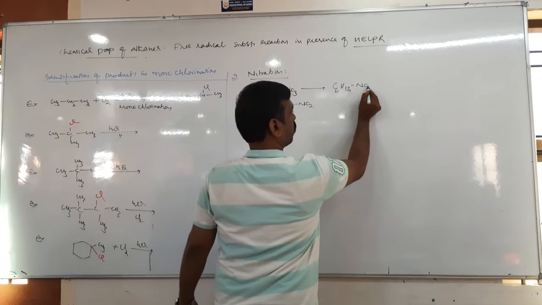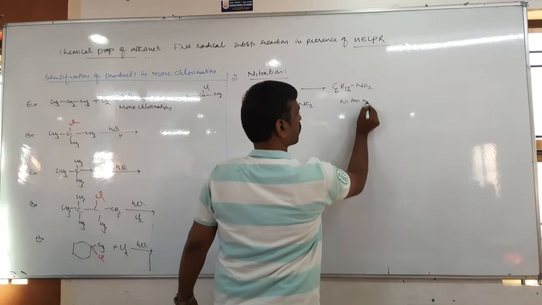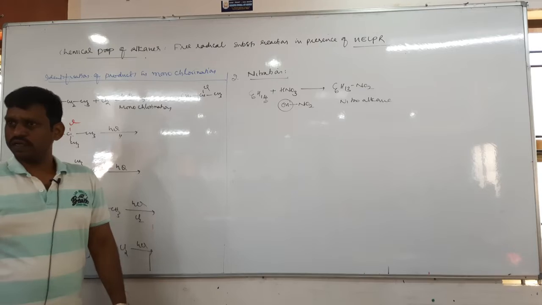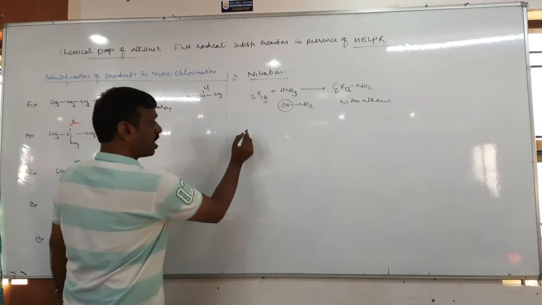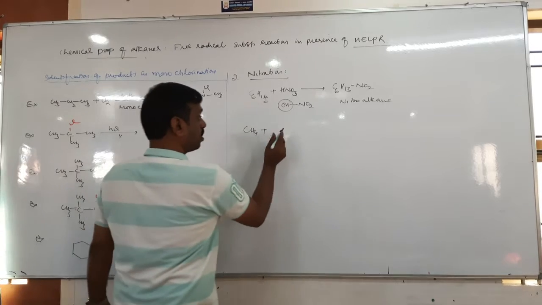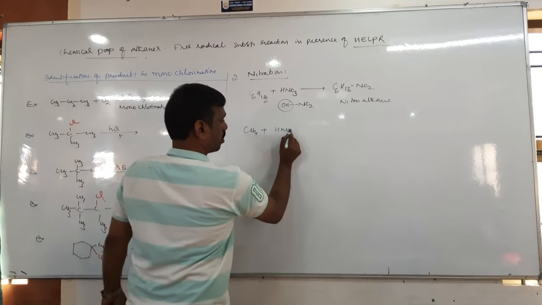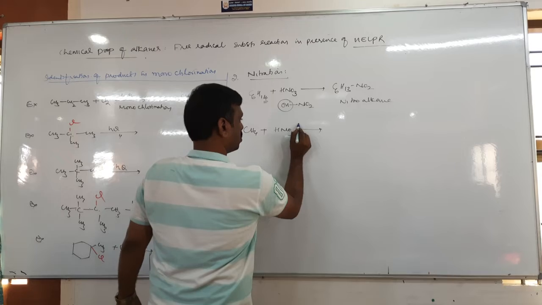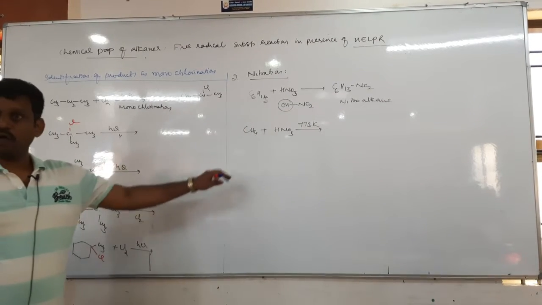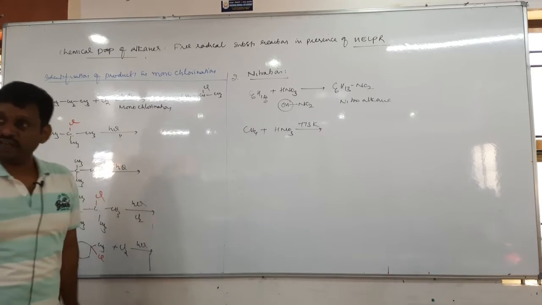giving C6H13 NO2. It is called a nitroalkane. Okay, this reaction is also possible with smaller hydrocarbons, but high temperature is required. It is at 773 Kelvin temperature. Therefore, smaller hydrocarbons can also undergo nitration.